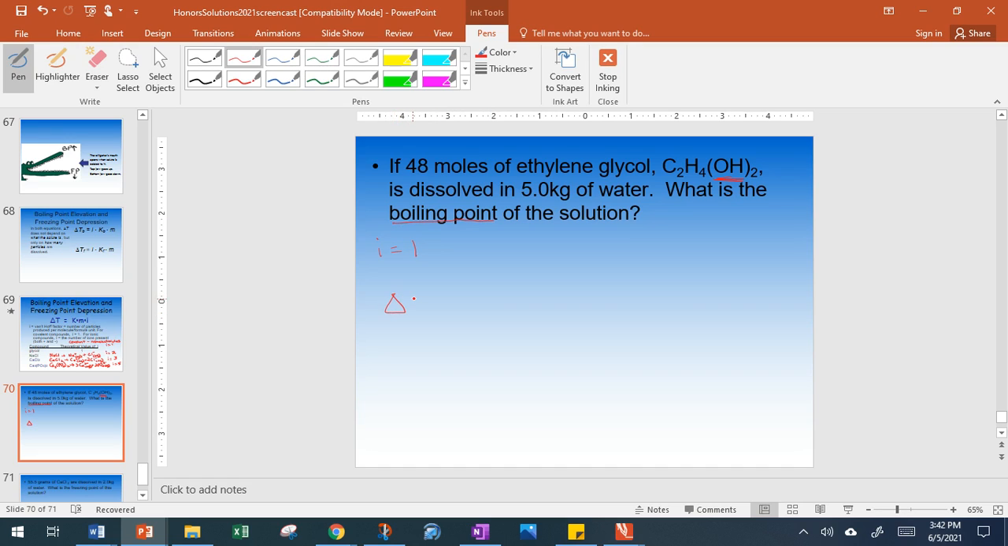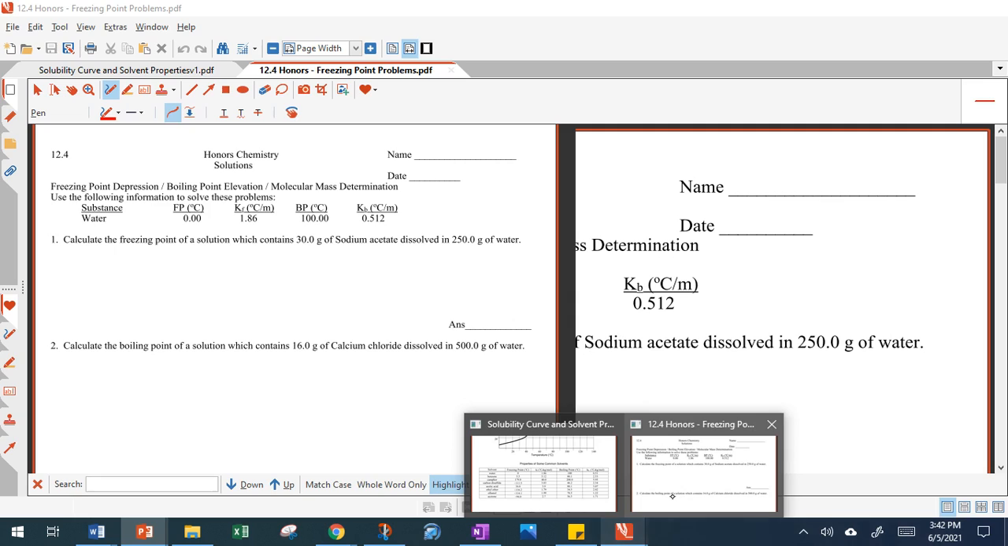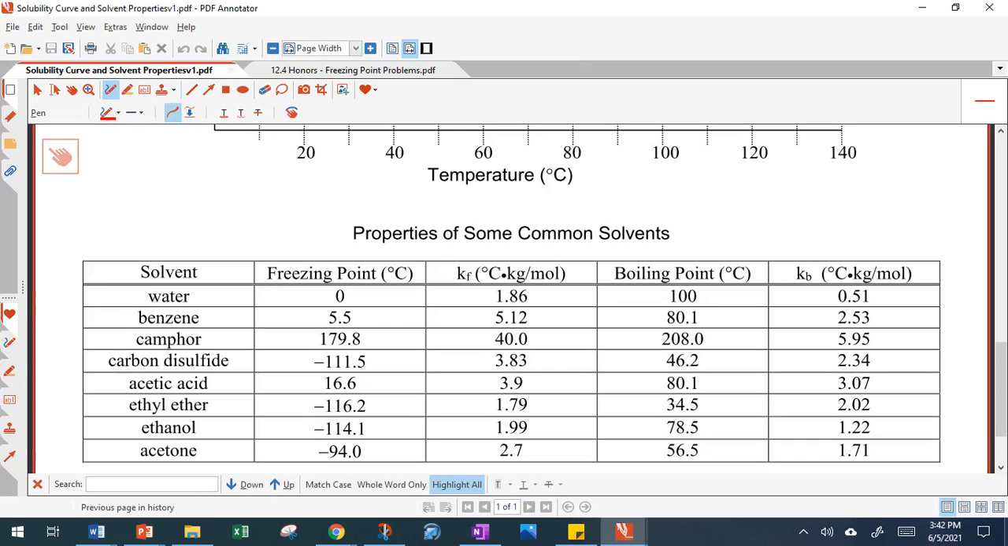So we have delta T_B is equal to i times m, which is our molality, times K_B. So I want to go to your solubility curve and just show you this. If you look at it here, we have water, and you notice here there's K_B and there's K_F. Always make sure you're using the correct one depending on the problem. Since we're talking about boiling, we're going to be using K_B, which is 0.51.